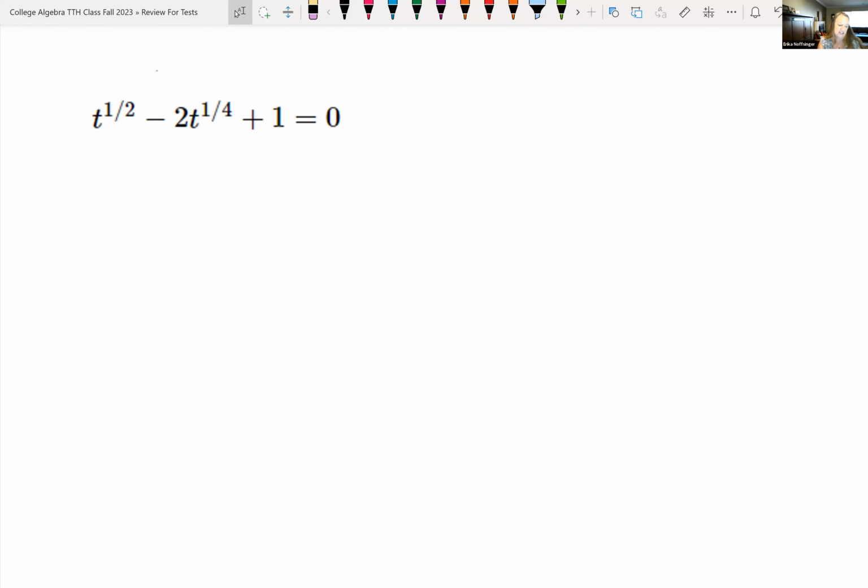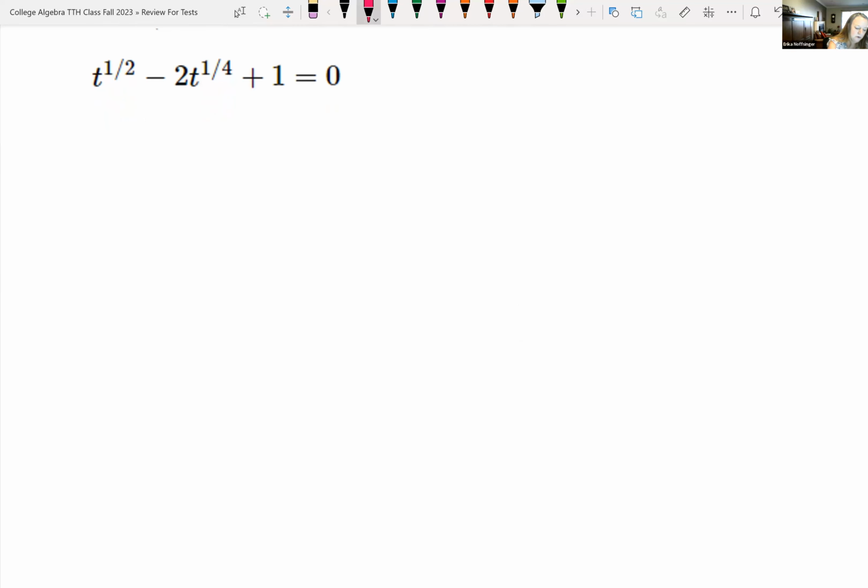We have the equation t raised to the 1/2 power minus 2t raised to the 1/4 power plus 1 is equal to 0. I can tell that this looks like a quadratic equation, or we can manipulate it to be quadratic. So let's let u equal t to the 1/4 power. Rewriting the first term as t to the 1/4 power squared: 2 times 1/4 gives me 1/2. That gives me what I wanted.